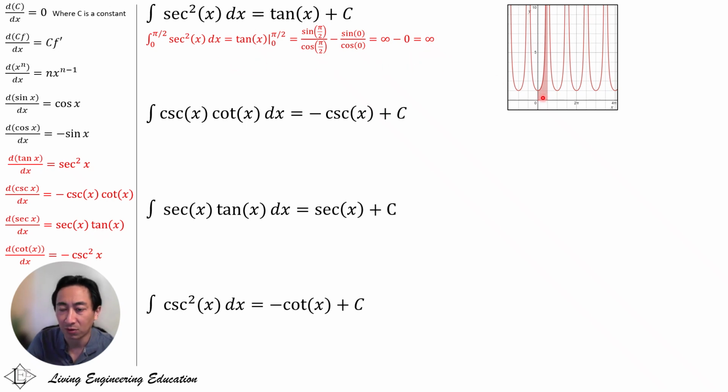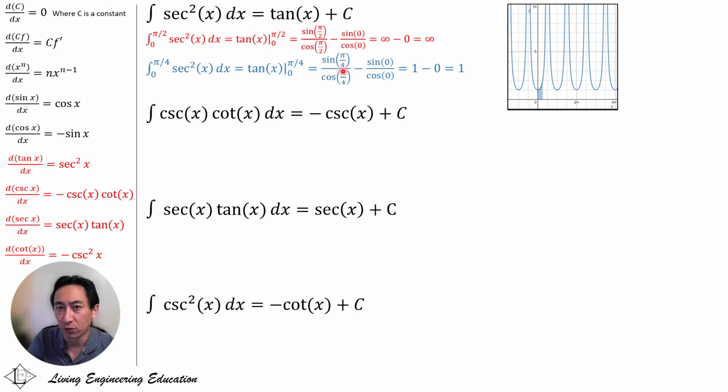So if I want to give a finite value, I just won't take it all the way to pi over 2. Instead, I can take it over pi over 4. So again, tangent, sine pi over 4. Remember, pi over 4 is a 45-degree angle. So that's your isosceles right triangle. So I got 1, 1, square root of 2 for the hypotenuse. So sine pi over 4 over cosine pi over 4.